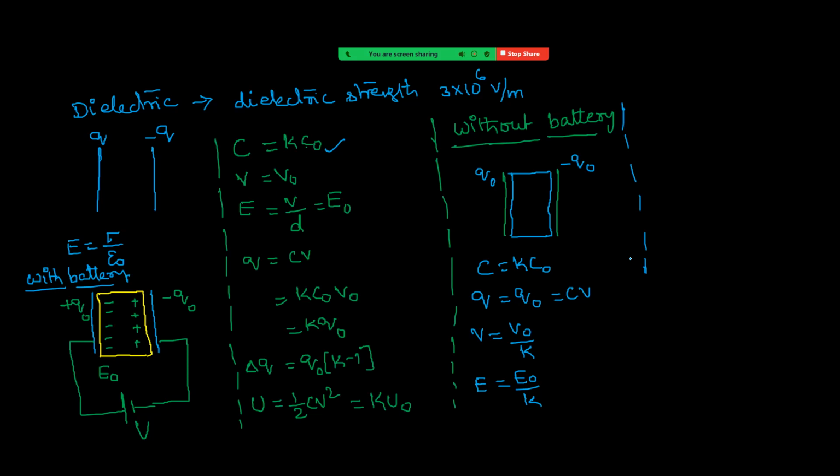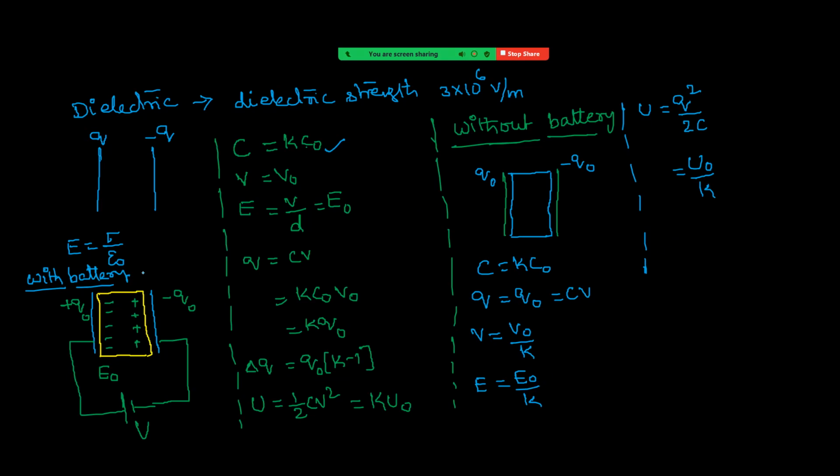So coming to energy, see what we can say. Since the charge is a constant, I am taking energy equal to Q square by 2C. There is no change in the charge, but capacitance has become K times. That means potential energy now becomes 1 by K times, right? This is what we can conclude regarding charge, potential, field, and potential energy.